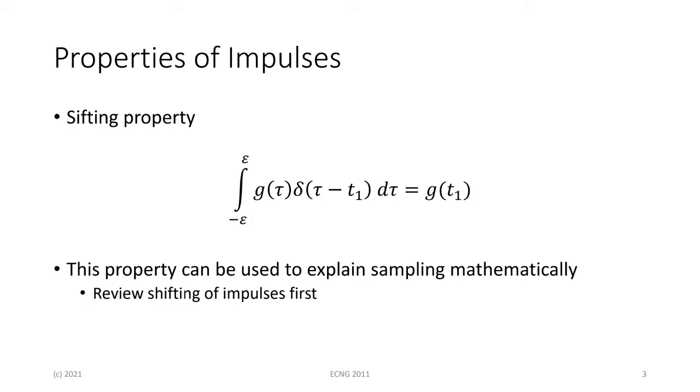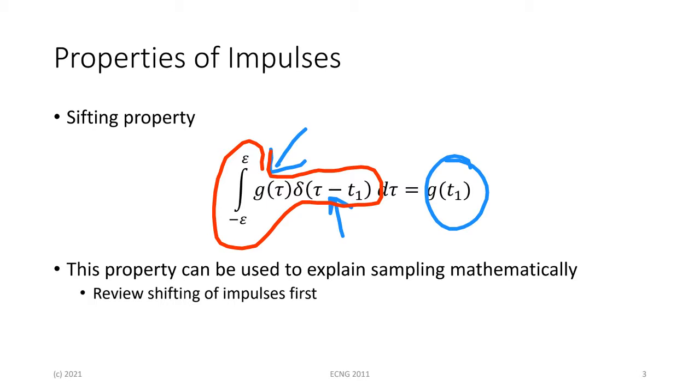So one of the important things that we saw last time is this thing called the shifting property of the impulse. The importance of the shifting property is that if you take any function and multiply it by an impulse, the result of that process is to sift out or select the value of the function at the instant that the impulse occurred.